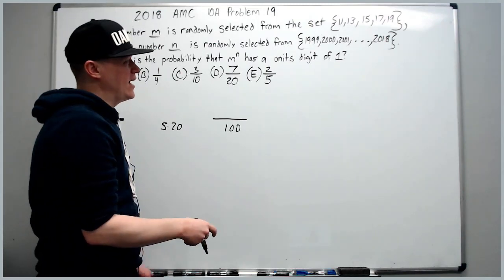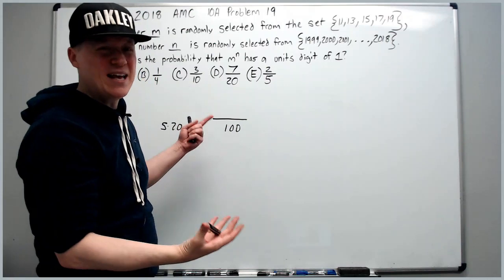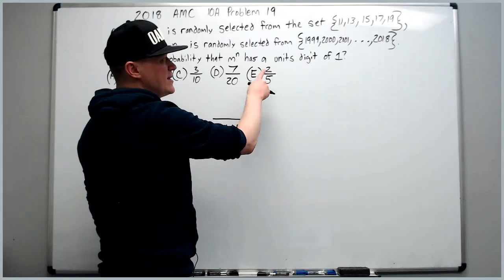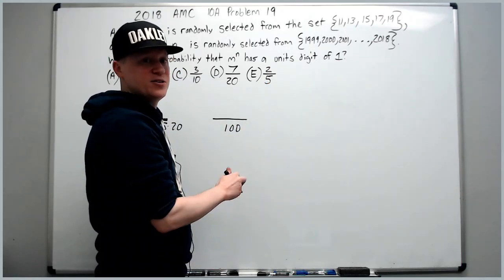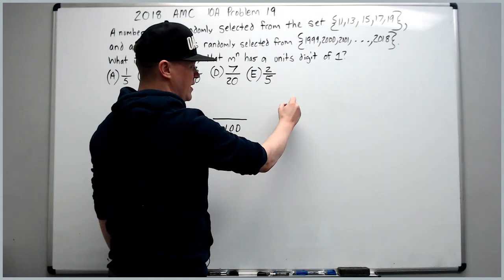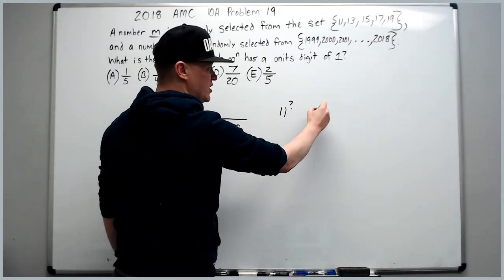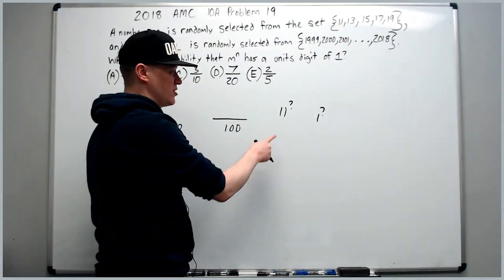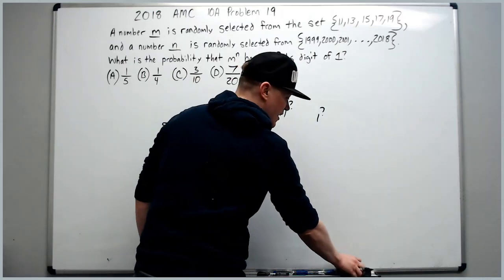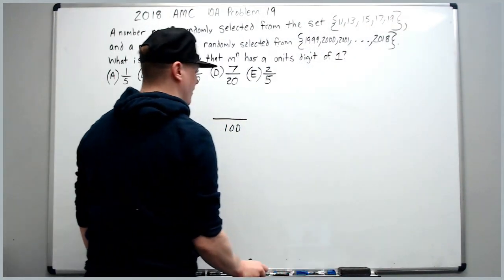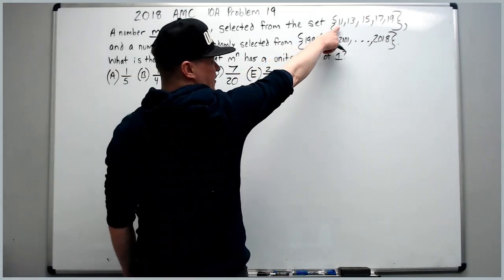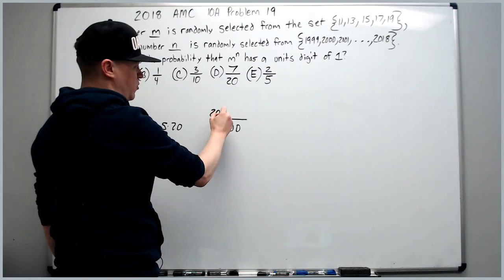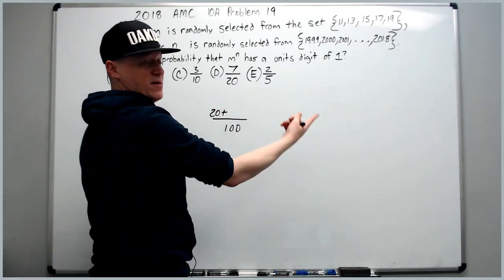So again, if you're not sure how to progress, just play what if. What if m was 11? The thing about units digits is they don't care about the other digits. So 11 to any power will have the same units digit as 1 to any power. And 1 to any power is 1, so 11 to any power will always have a units digit of 1 as well. So if m is 11, all 20 values of n will work, and we can simply put 20 plus. Next up, what if m is 13?